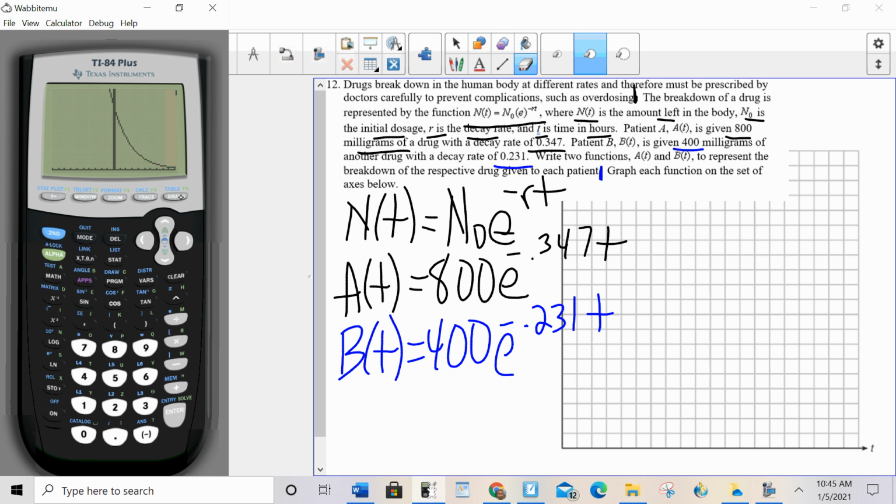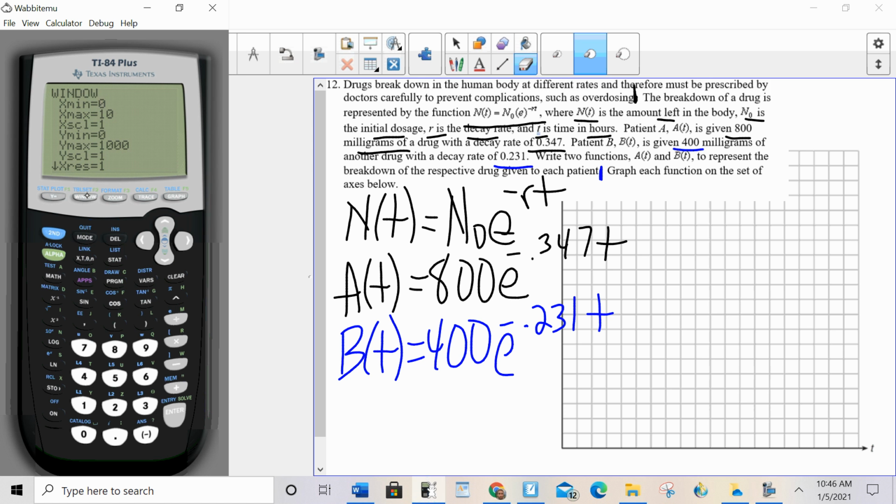Now, notice that on the graph there's no negatives, so I'm going to adjust my window, and I'm just going to make my x-min 0. And let's see what this thing looks like. I think that looks good. I see my intersection point. I think that's going to be fine. So my window, my x is from 0 to 10. So that's what I'm going to copy down. I'm going to copy down from 0 to 10 for both.